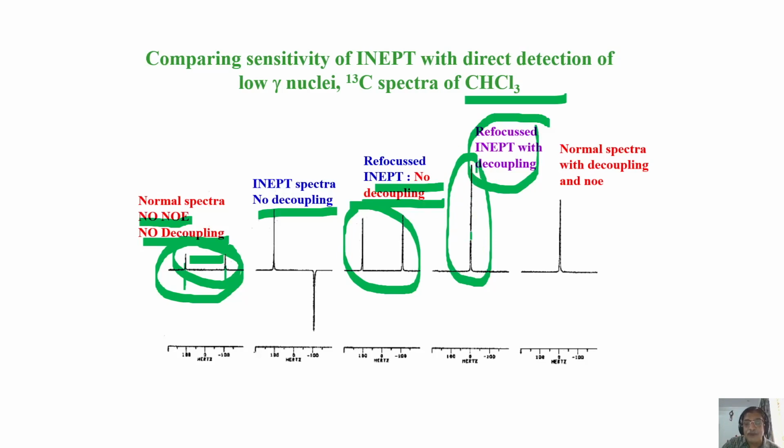Now we have to compare this with the normal carbon 13 spectrum with decoupling and with NOE. When I was explaining carbon 13 decoupling, I said what is generally practiced is you acquire the carbon 13 spectrum with decoupling and NOE. That is the actual signal we get. Now compare that signal with INEPT. Don't you see there is enhancement in the intensity? This is the advantage of INEPT.